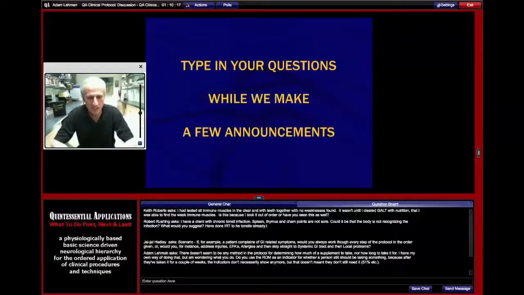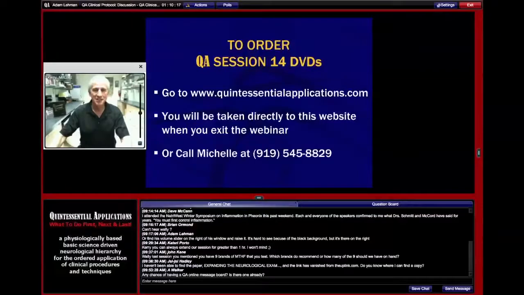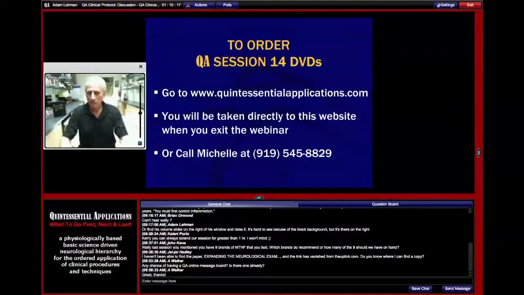Any chance of having a QA online message board? Is there one already? No, there isn't one already, but it's a good idea. If you could write that recommendation to Dr. Schmidt or myself at qapplications@aol.com, and you would like to be in charge of it, we can discuss the appropriate applications of its implementation through the website. It's just Dr. Schmidt's and my time is, as all of yours is, appropriately dispersed.